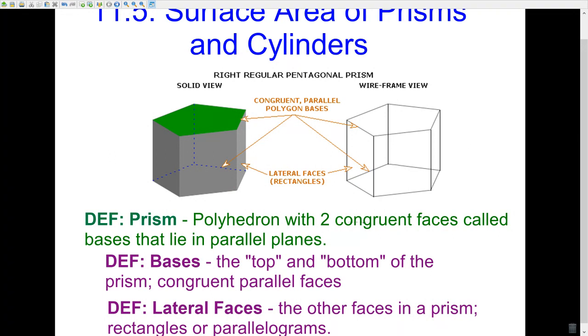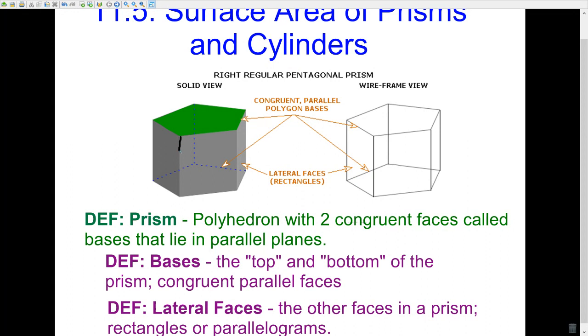What is a prism? A polyhedron with two congruent faces called bases that lie in parallel planes. There's a lot of definitions, so just pause the video and write these definitions down in your notes. Bases are the top and the bottom of the prism. Congruent parallel faces, that's going to be whatever the shape is.